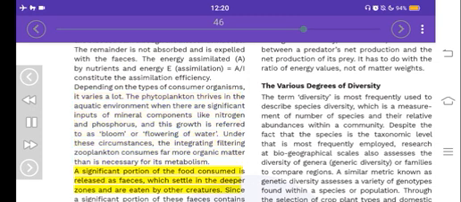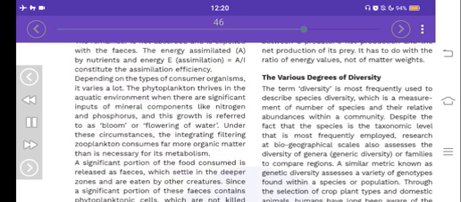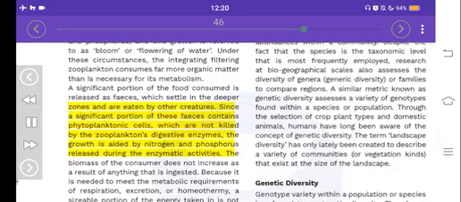A significant portion of the food consumed is released as feces, which settle in the deeper zones and are eaten by other creatures. Since these feces contain phytoplanktonic cells, which are not killed by the zooplankton's digestive enzymes, the growth is aided by nitrogen and phosphorus released during the enzymatic activities.